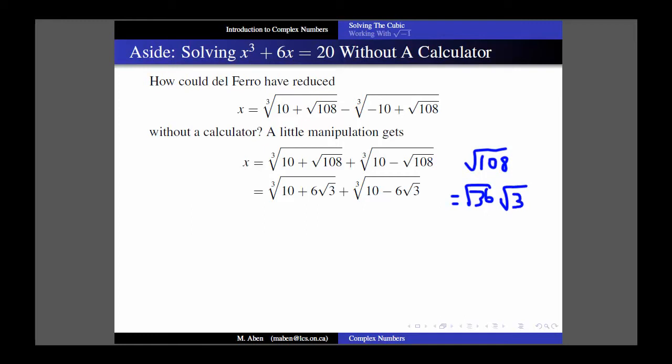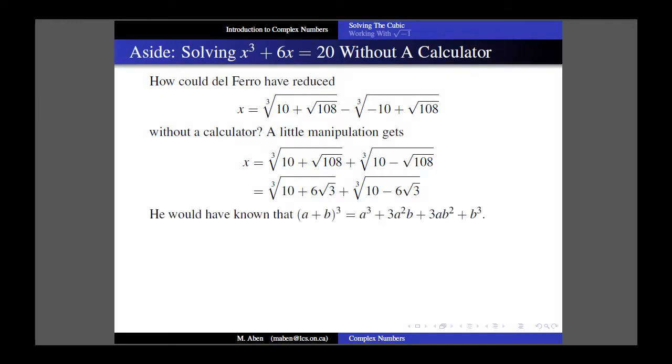So I can reduce the square root of 108 to the square root of 36 times the square root of 3. I can take the square root of 36 without a problem. It's a perfect square. It's the square root of 6. The square root of 3 would be irrational, so I'm not going to do anything with that. So I get 6 root 3. So that's what I did here. Change the square root of 108 to a 6 root 3. Same thing here, except of course now it's a minus 6 root 3. Easy enough.